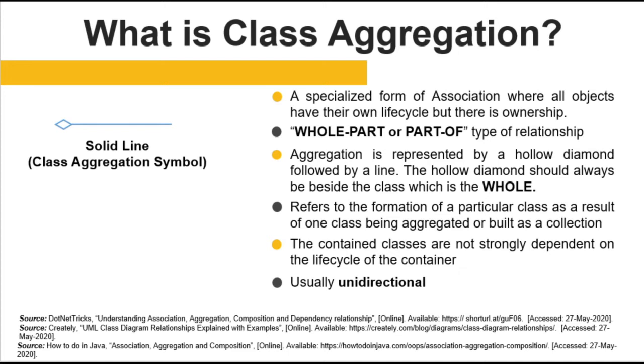Aggregation is usually unidirectional. Only the whole class is aware and not the other class, which means that what we need to do is to define only a class field of the other class inside the whole class.